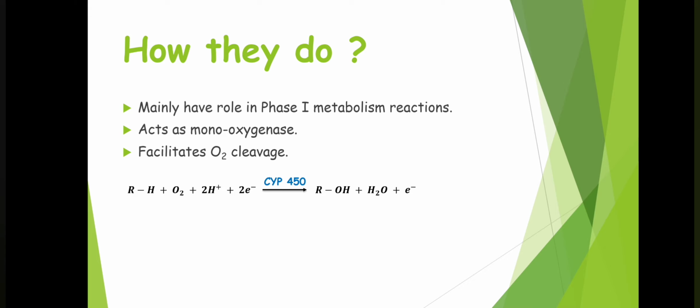Okay, ROH is nothing but the metabolite. RH is converted into ROH with elimination of water and an electron. Okay, so here you can see the third step, facilitate cleavage of oxygen. So what this enzyme is doing is inserting one atom of oxygen which is combining with two hydrogen ions to form a water molecule, and another oxygen atom is inserted into the bond.